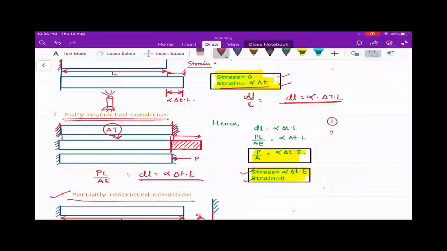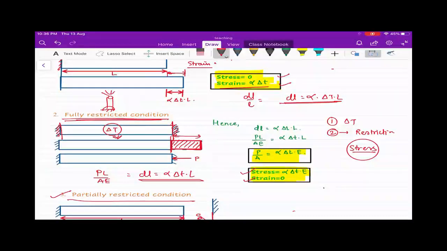We need to talk about two conditions. There will be a change in temperature. The second condition of restriction will come into the picture in this fully restricted condition. Due to the change in temperature, the material would like to expand, but it is not allowed to do so due to the rigid support. And if there is restriction, this restriction will cause stress. So in the second condition, stress will be there. How much it will be, we will discuss within 2-3 minutes.